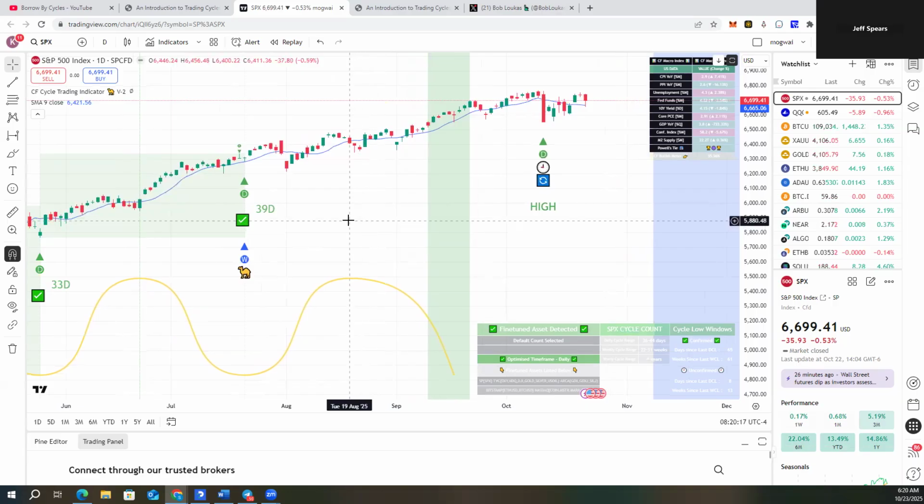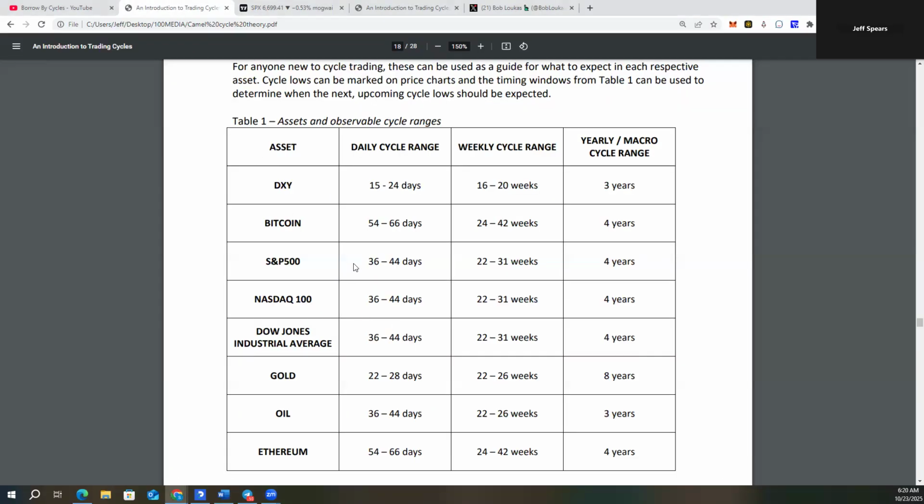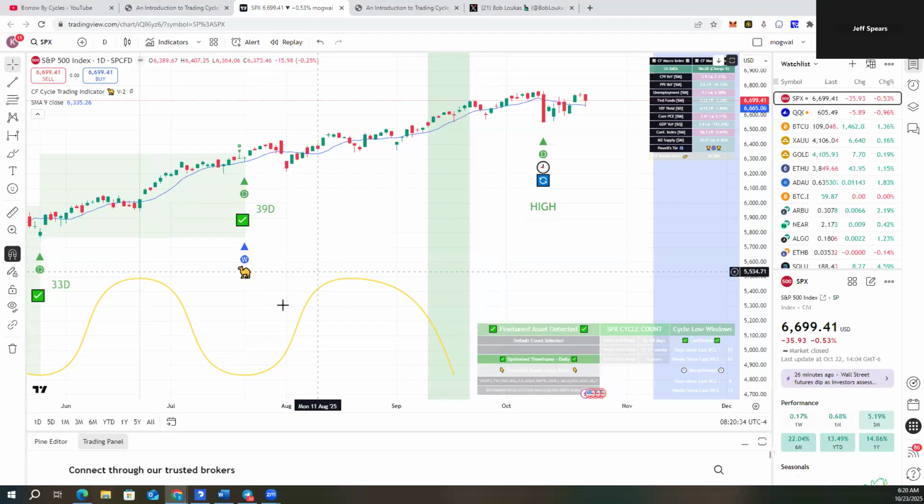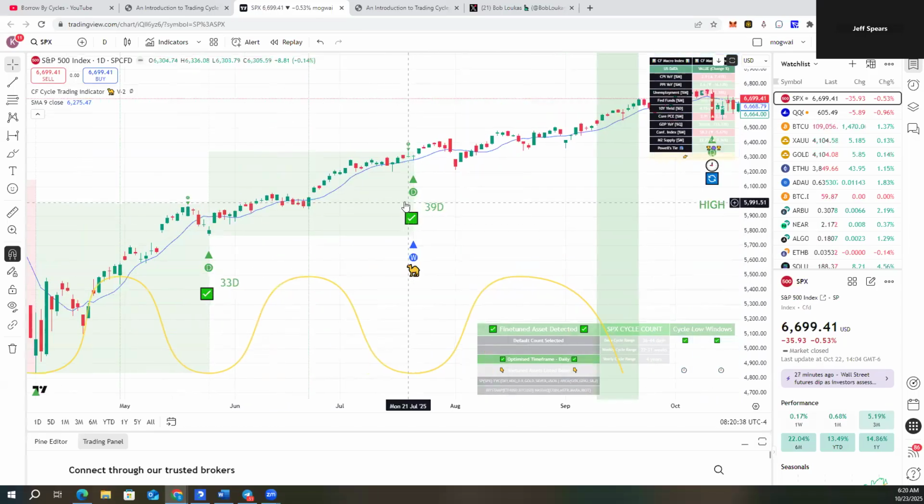So he was able to create an indicator that falls within this window of the 36 to 44. It does work on Bitcoin and all these assets here. I know he really uses it on gold and buys a lot of gold mining companies based off of it. But I'm going to look at the S&P. We'll definitely take a look at Bitcoin in a later video. But all of these are within the window.